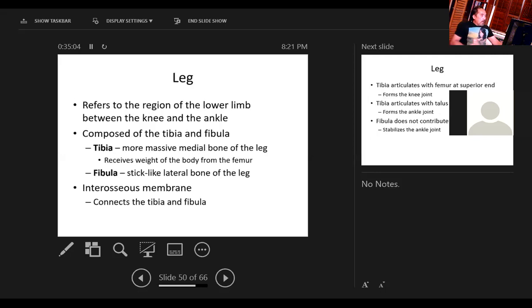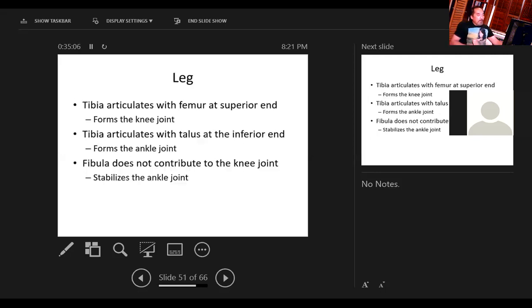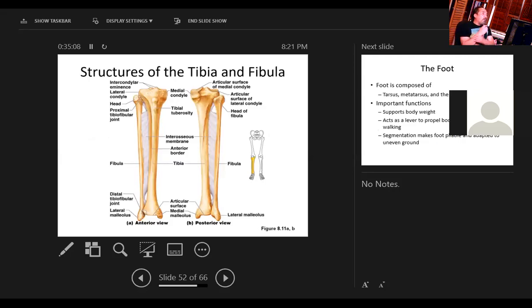Okay. So my leg has two bones. Remember, my forearm has two bones too, the radius and ulna. In my leg, I've got the tibia and fibula, but which is lateral and which is medial? In my forearm, the radius is lateral. On my leg, the fibula is lateral.